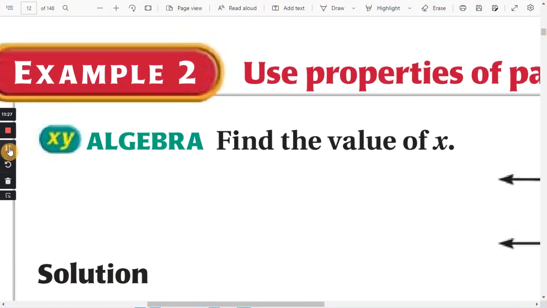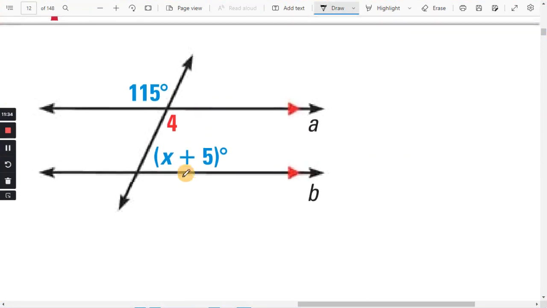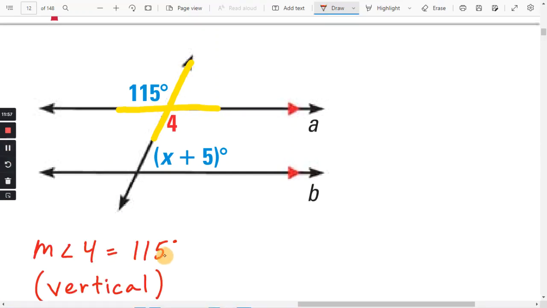Let's take a look. All right, so they gave us one angle, one missing, and one algebra expression. Okay, so why don't you solve for angle 4 right here using vertical angles first? All right, for the vertical angles, we can clearly see the X shape right there. Okay, angle 4 and the 115 degrees are across from each other, so we know that angle 4 is 115 degrees because they are vertical.